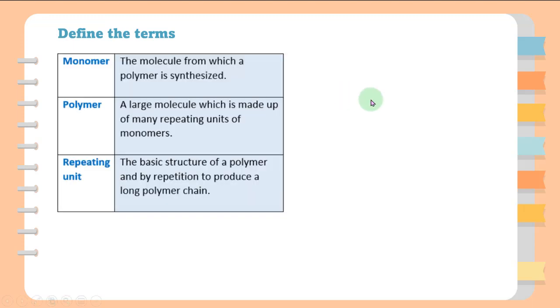So at the beginning of this chapter 13, let's look at some of the definitions of the terms that we are going to use. First of all, we have monomer, polymer, and repeating unit. Monomer refers to the molecule from which a polymer is synthesized. Polymer refers to a large molecule which is made up of many repeating units of monomers. And repeating unit is the basic structure of a polymer, and by repetition it produces a long polymer chain. Make sure you are able to differentiate between these three terms.